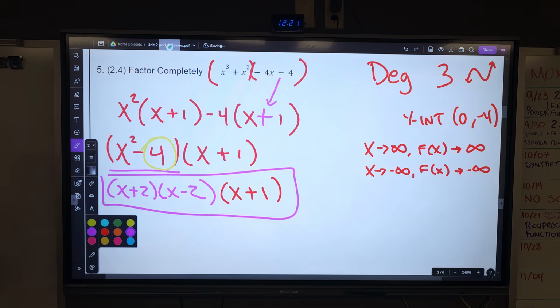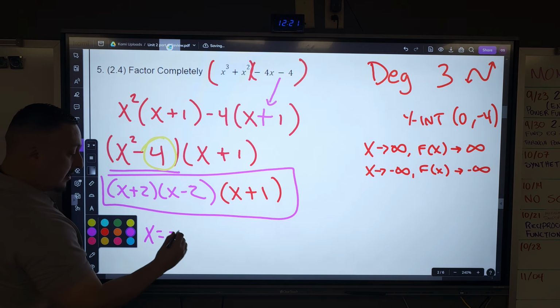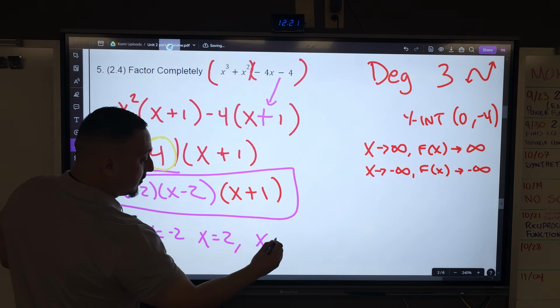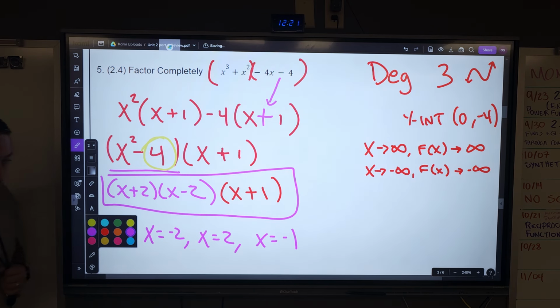But if they had asked us for roots, negative 2, 2, negative 1. Right? If they wanted more out of us, we could give it more. So I have everything I need to sketch this if I needed to. Question? No, sir. Okay, good.